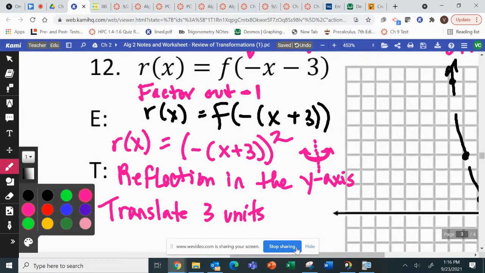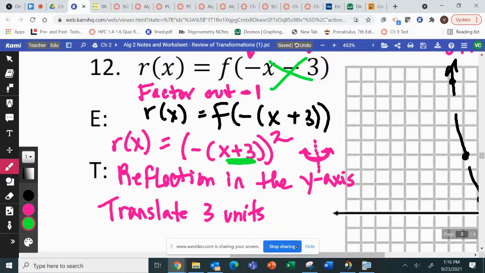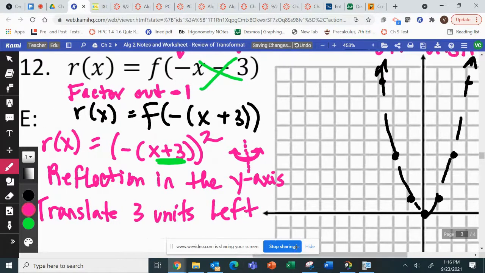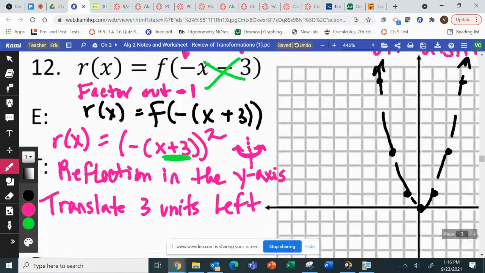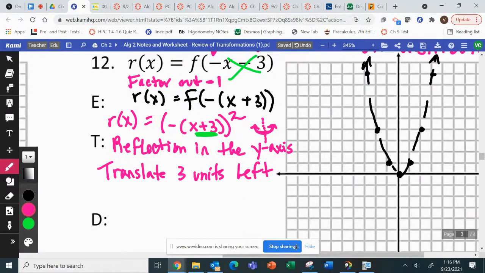So the reason why I had to factor it is because I will only get it correct if I look at this one. If I look at the original, it's not going to be correct. So I look at the factored one. Which direction are we translating? Opposite of +3 is? I can't hear you guys. Oh, left. Yes, negative. So we're going to go over here. We're going to translate left 3 units.